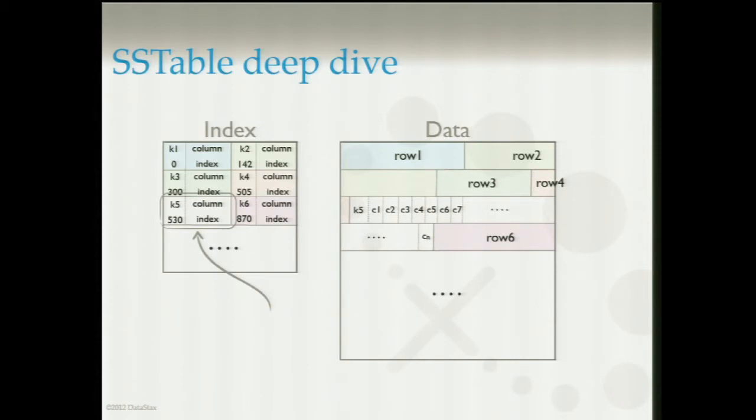And so what happens if the user says, I want to read column C5 from row K5? I'm going to go first to the index. I'm going to look up where that data is in the data file, and then I can seek to that in the data file directly. To do this, for this index file, we keep a sampling of every 128th entry in that index file. We keep that in memory.